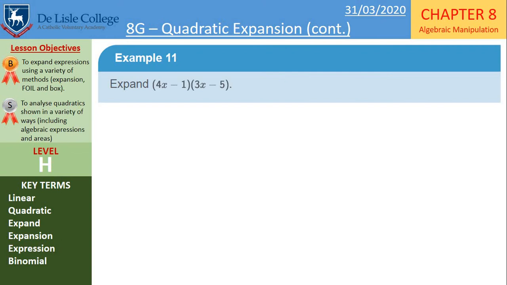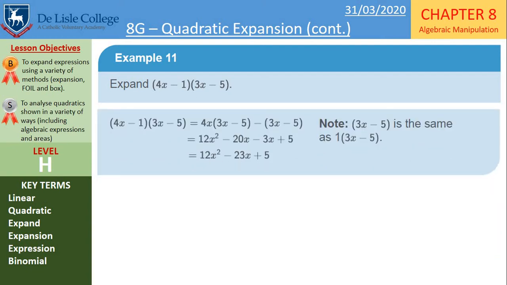The second example. Again, you can use whichever method you want. This time I'm going to use the expansion method. I'm going to write 4x multiplied by the second bracket, and then a negative 1 multiplied by the second bracket. But notice we've not written the 1 in there, we've just written the negative, because 1 times that bracket is just that bracket. Expanding the first section, we've got 12x squared take away 20x, and expanding the second section, we've got a negative, or subtracting, 3x and adding 5. That is because you're subtracting a negative 5. So when we simplify, we get 12x squared take away 23x plus 5. Be very careful with negatives.